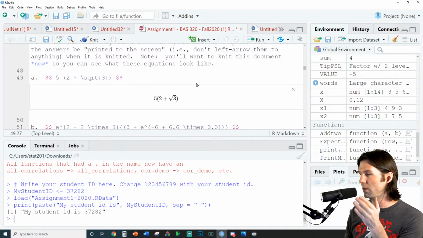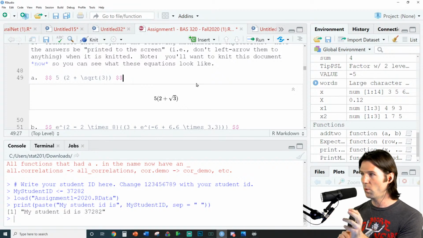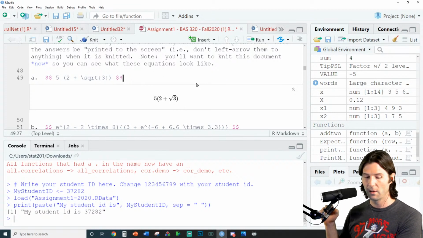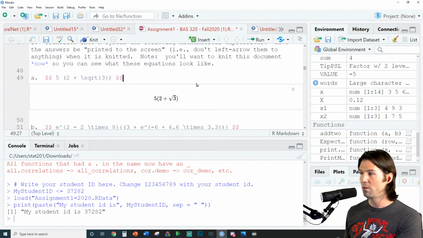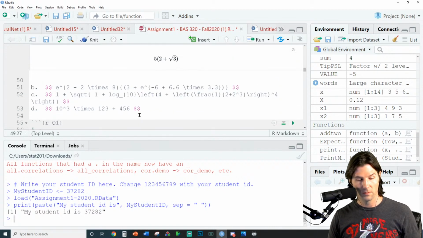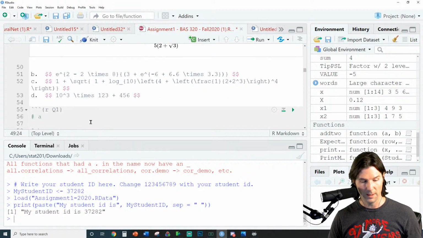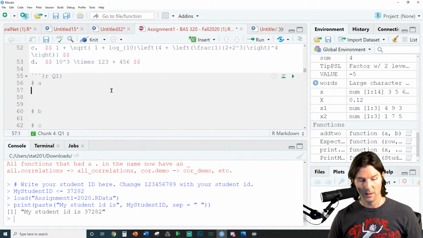So you were saying how this is already kind of written out for you in code. But it's 5 times the quantity, 2 plus the square root of 3. 2 plus the square root of 3. Now with this right here, we can actually do it right here. Let's go ahead and solve this in the following spot. Let's go right here. And let's take it right here.